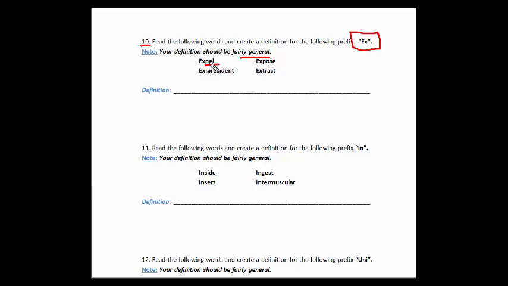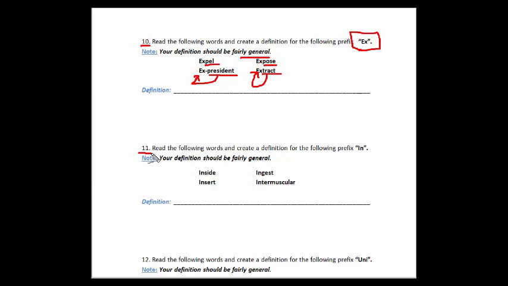Expel. When you expel, you're going to get something out of there. Expose. When you expose something, you're going to bring it out and let people see it. President. The ex-president, we're going to get him out of office, so he is now the ex-president. Get him out of there. Extract. Tract, extract, taking it out. EX suggests they're taking something out of there.